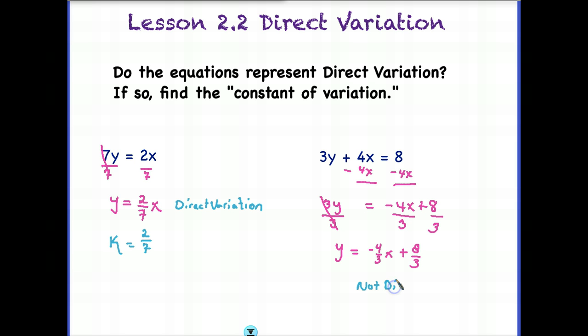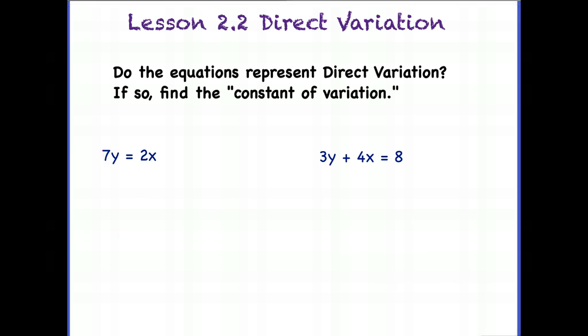And our reasoning is because it does not go through the point 0, 0, right? This y-intercept throws off the ability of x and y to vary directly by our slope or our constant of variation. So we would say this is not direct variation. All right, let's look at a couple other things. Let's move on to the next slide.